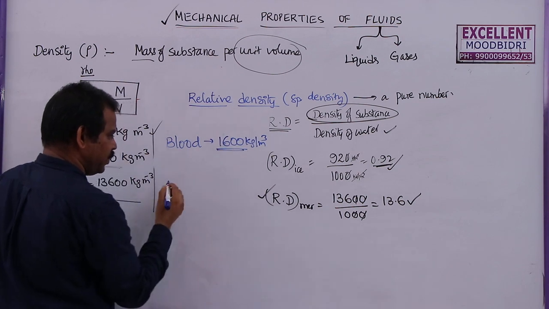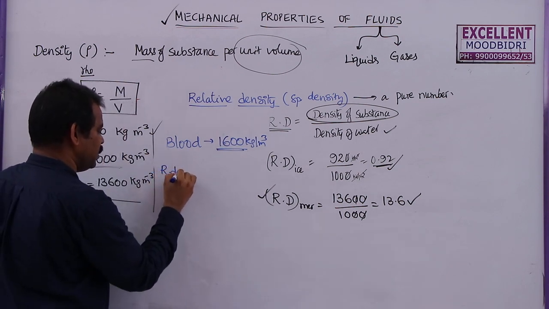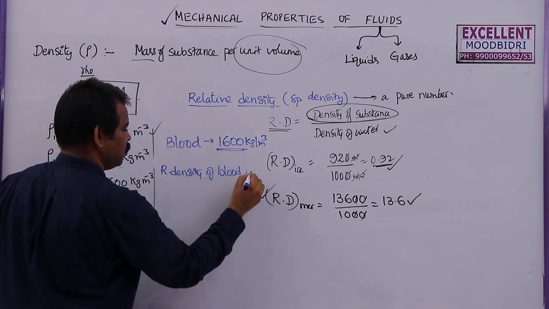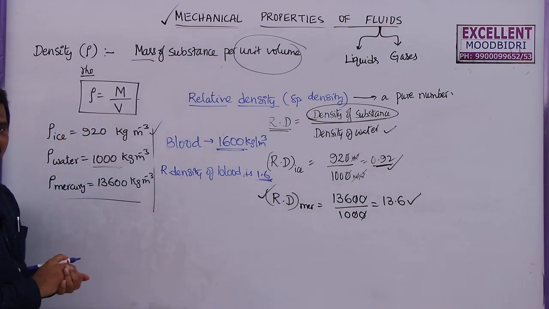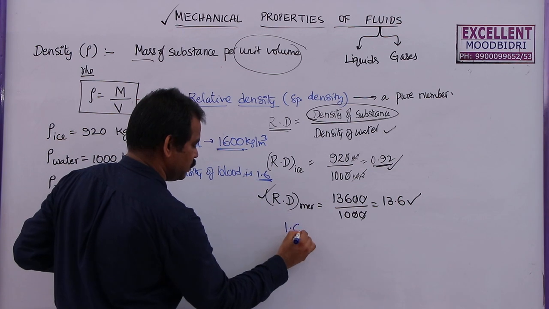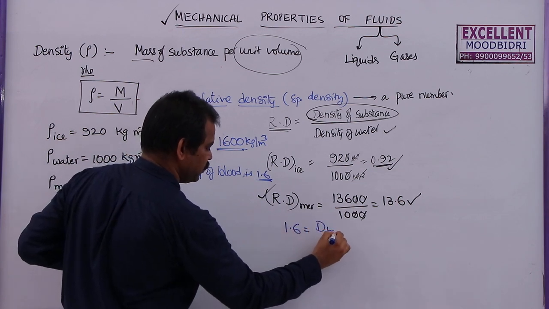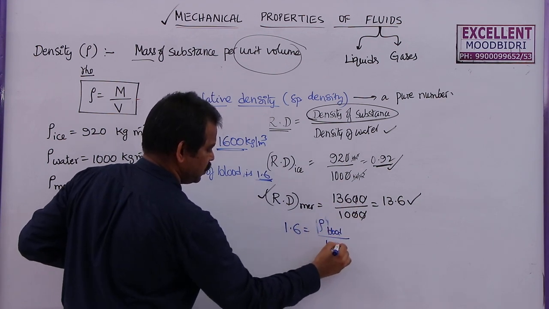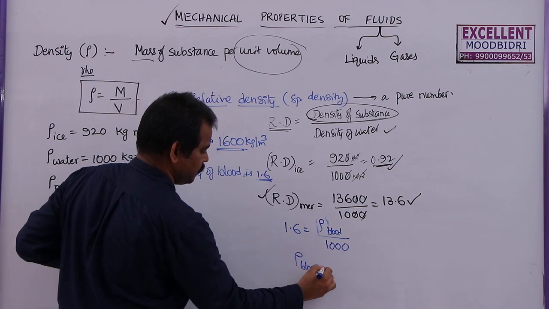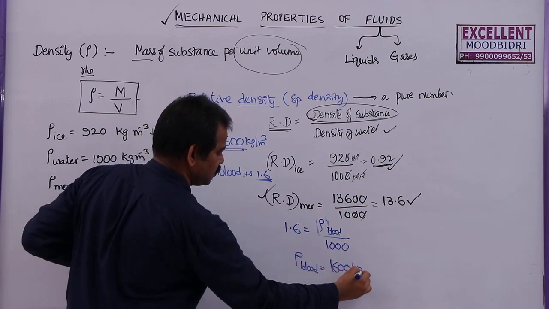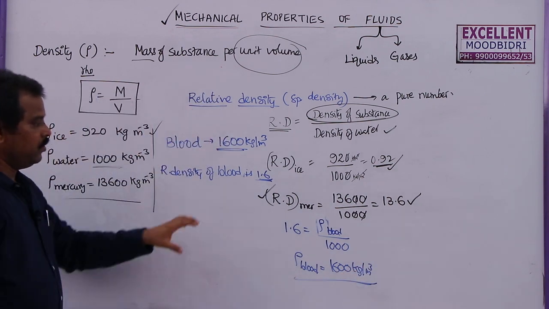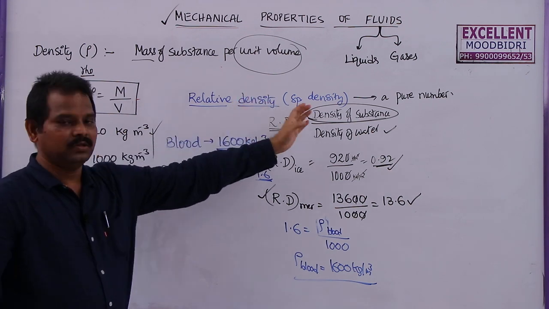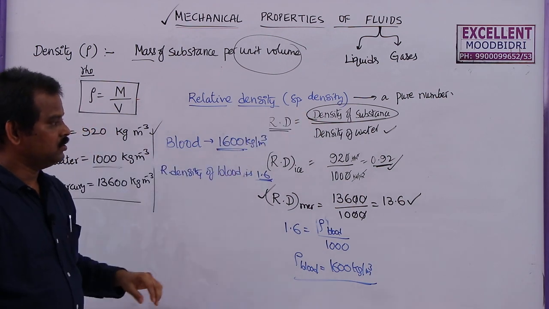But instead of giving this value in a problem, they may give the relative density of blood as 1.6. So what is the density of blood? If you know this relative density 1.6, this is the density of blood by the density of water, that is 1000. So what is the density of blood? Multiply these two, you will get 1600 kg per meter cube. So we have to remember this formula to find the density of a substance. If you know its relative density, just multiply this with water, you will get the density of that substance.